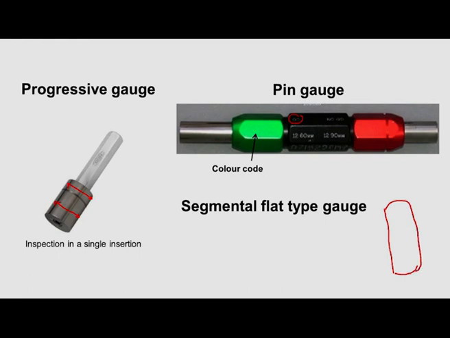Now this is the segmental gauge with the handle. You can see here the full round form is not used. This much is removed and we are using only a segment part of the full form. So they are called segmental, flat type gauges.